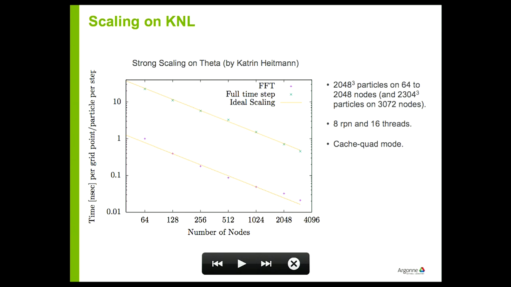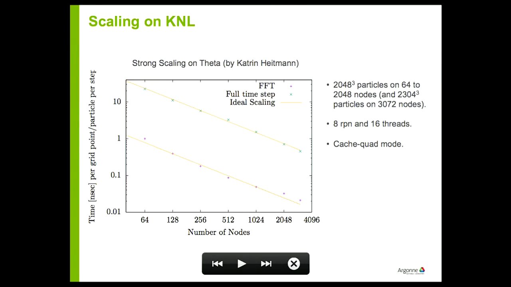The lower set of curves are for the FFT calculation, which is part of the particle mesh calculation I talked about earlier. And the top set of points is the overall time step. And the solid yellow lines are ideal strong scaling. And so you can see that we follow roughly ideal strong scaling up to 3072 KNL nodes.